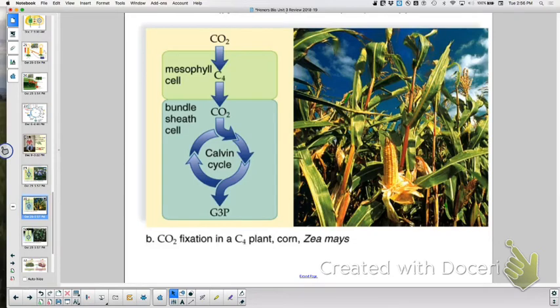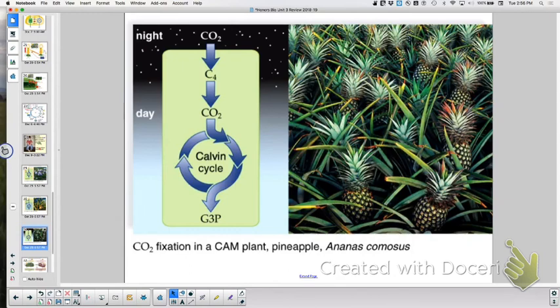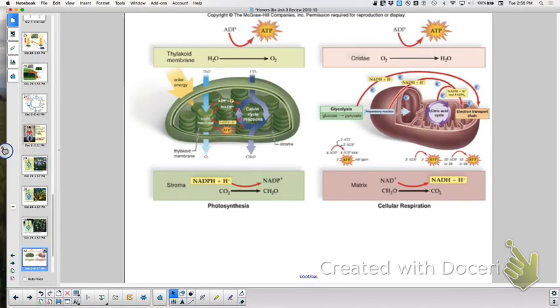And then a second way to do that is fixing, still with PEP, but you fix a bunch of CO2 at night when it's cool outside and your stomata are open, and you can store a bunch of CO2. Then when you need it, you can use it during the daytime when your stomata are closed. Here's another diagram just comparing and contrasting those two reactions, if you wanted that. I have that there as well.